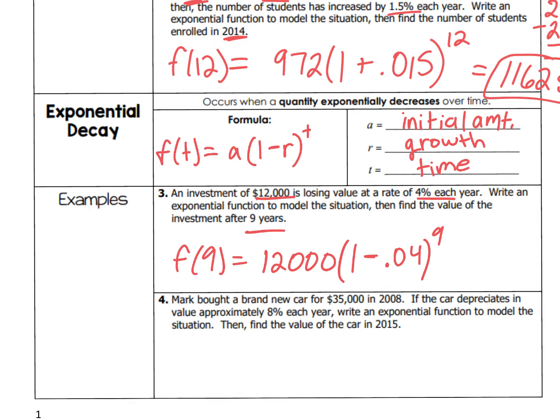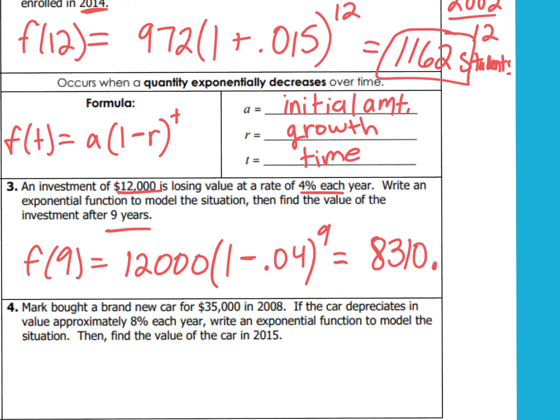Type it in, tell me what you got. 831. 8310. 8,310 and how many cents? That's 831. That's what I got. That's 831. Let's look.